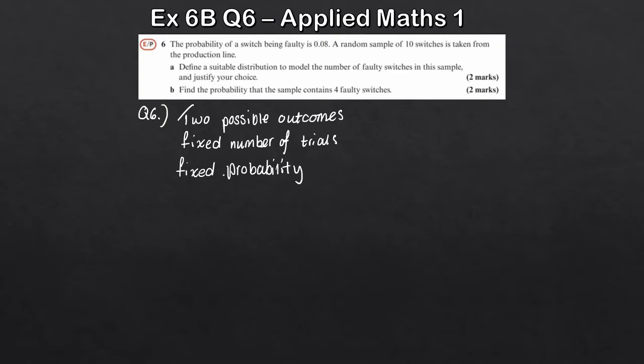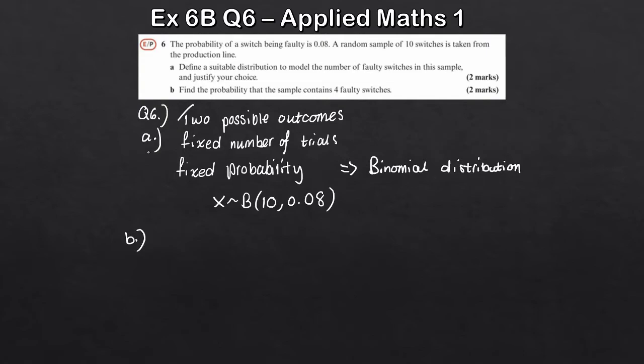So if I say x is the variable I'm using here to represent it, we say x is binomially distributed, n is the number of samples, or sample size, which is 10, and our probability is 0.08. Okay, so that's just part A there, just 2 marks. These are important. You do need to write these down because that's how we justify our choice. Okay, so this implies a binomial distribution. Okay, so that's part A there. Part B here.